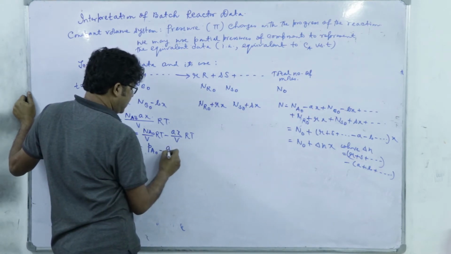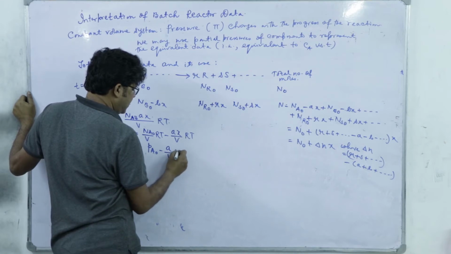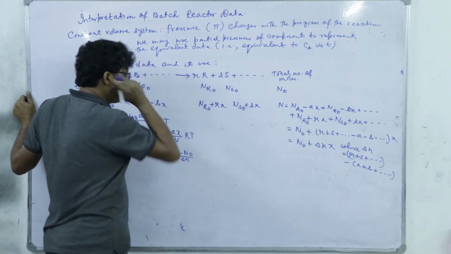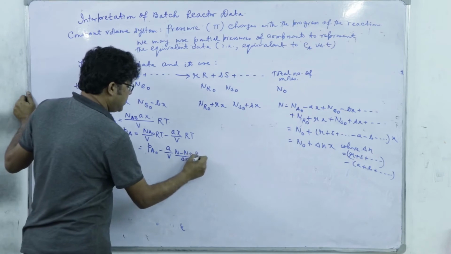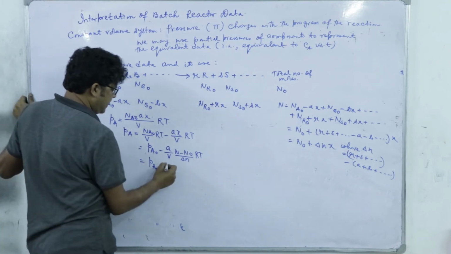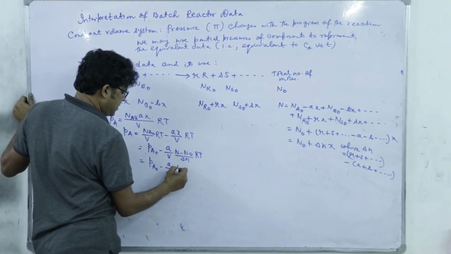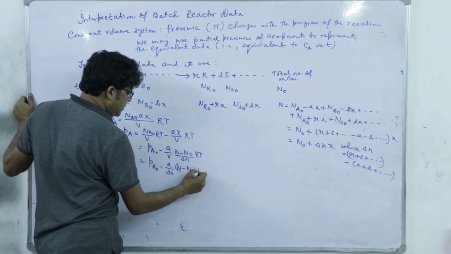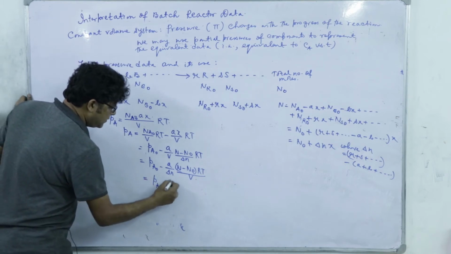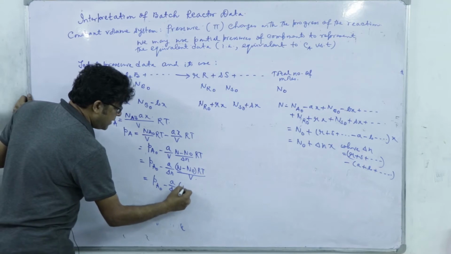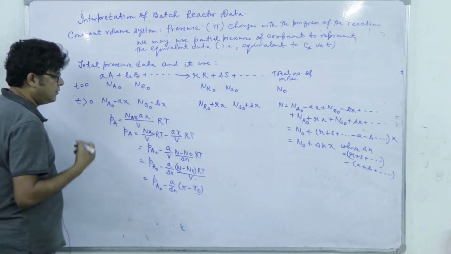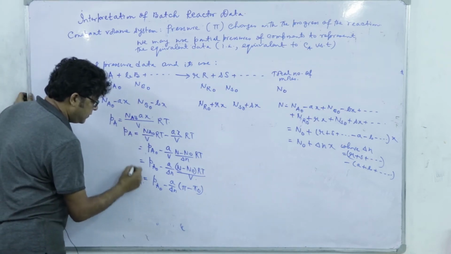X we can write as A by delta n, n minus n0, into RT. So this is PA0 minus A by delta n, n minus n0, RT by V. Volume remains constant, so it is PA0 minus A by delta n into pi minus pi 0. Pi is the pressure at time t, whereas pi 0 is the initial pressure. So, this is PA.